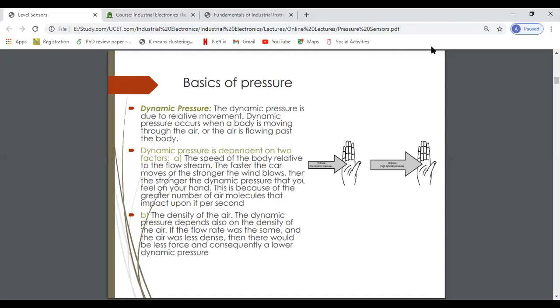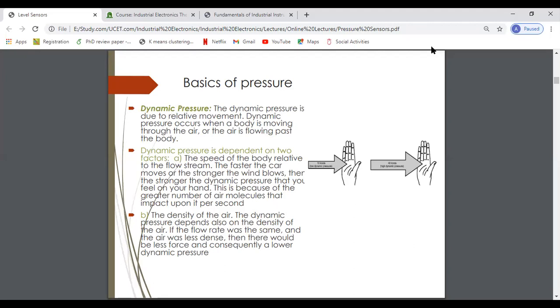Okay, some basics of pressure: dynamic pressure. We will consider that if a fluid is in motion, and we have to find the pressure on it, the pressure that quantity exerts on its surface and its surroundings depends on the motion, how fast or how slowly it is moving.